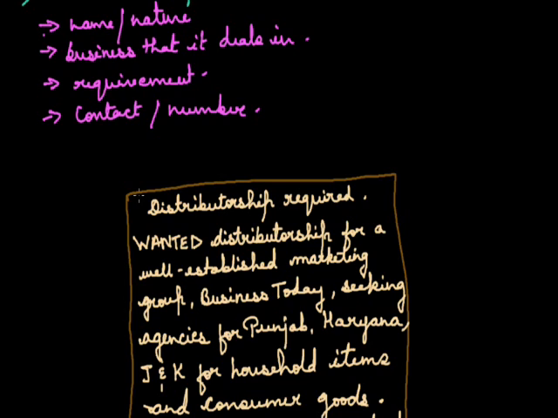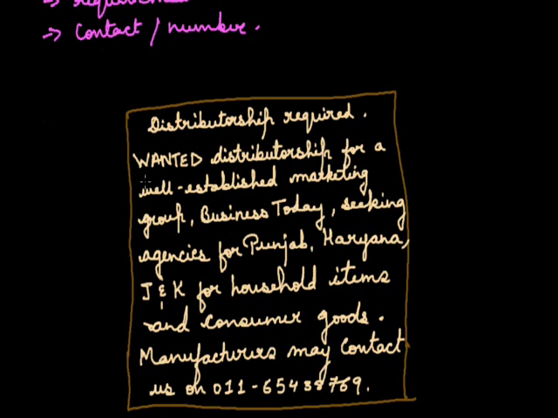Starting with it, I have written: distributorship required. So it starts with: wanted distributorship for a well-established marketing group, Business Today, seeking agencies for Punjab, Haryana, Jammu and Kashmir for household items and consumer goods. Manufacturers may contact us on the number provided.